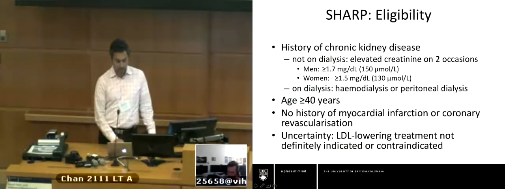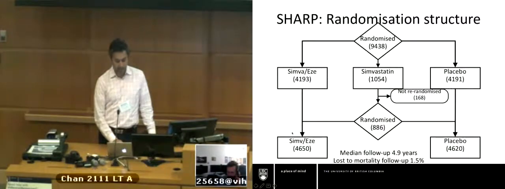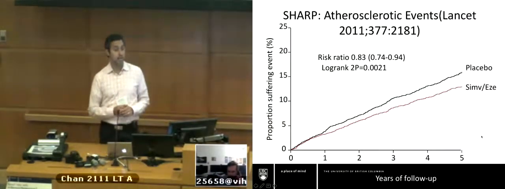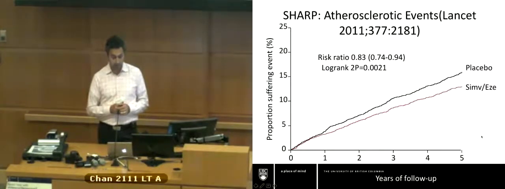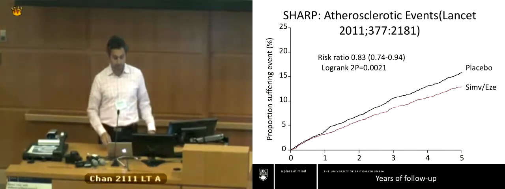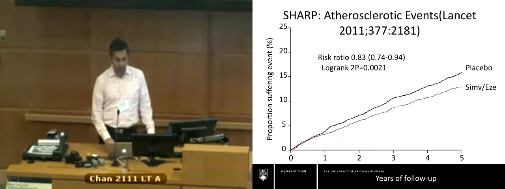And what they did is they randomized patients essentially to simvastatin, ezetimibe, or placebo. And they showed that by adding a statin versus placebo with ezetimibe, or Ezetrol, there was a significant reduction in atherosclerotic events, a 17% reduction compared to placebo. And so good evidence for using statins and ezetimibe in that patient population.